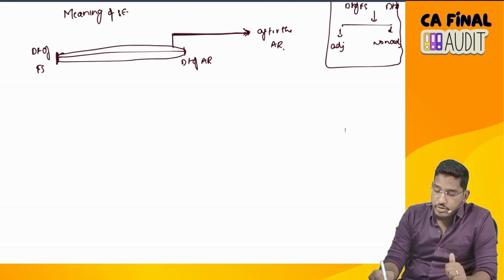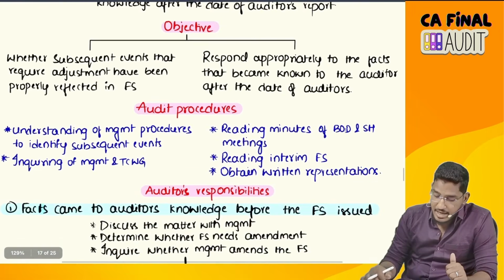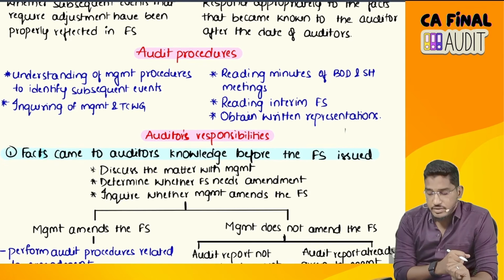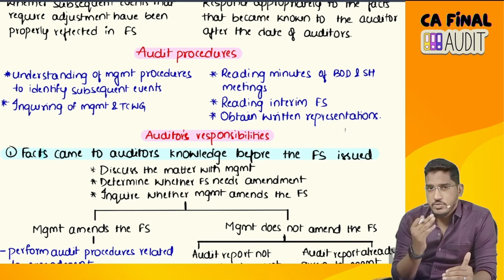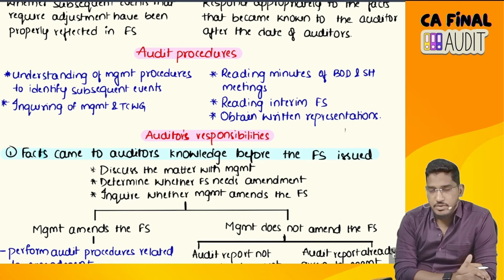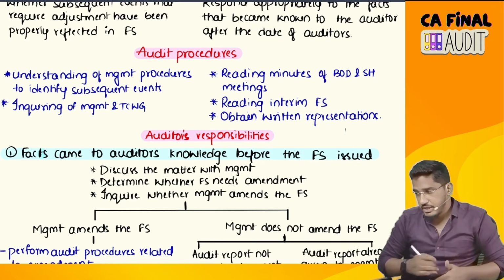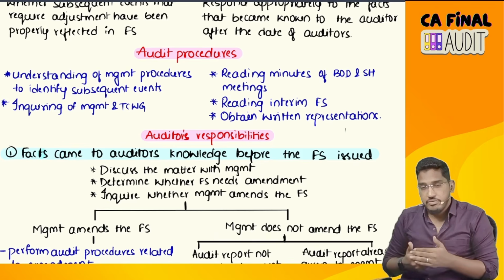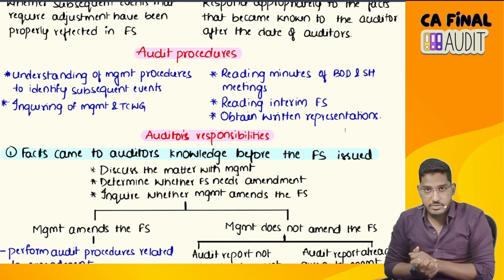Okay. And before we talk about the auditor's responsibility, this standard says as an auditor, first you need to perform some audit procedures. See, before you, the management is responsible for identifying subsequent events. Why? Because they are responsible for preparation of financial statements. And while preparing financial statements, they are responsible for complying with the accounting standards. So that's why before the auditor, management will identify the subsequent events and do the proper adjustments.